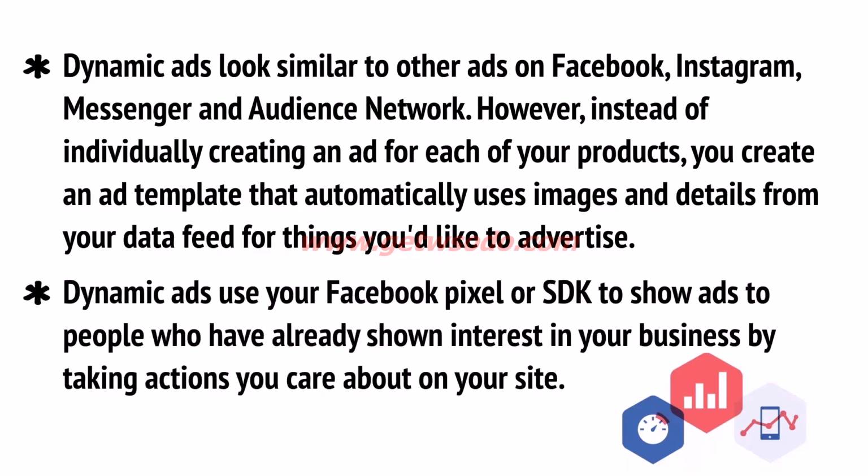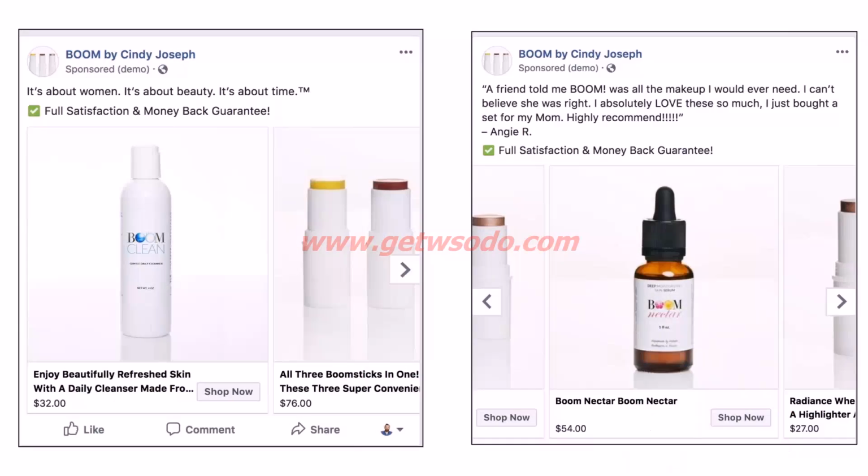And dynamic ads use your Facebook pixel or SDK, but I think most of you are using the Facebook pixel, to show the information that's in that feed that we're going to create to people who've shown interest in your ad or in your product by visiting the pages. So these are what they look like. This is the most common way that you'll see them used. It's just a carousel with some text on the top and some dynamically inserted information in the carousel, such as the product image, the product name, the product price, and things like that. I'm going to go through and actually show you how to set this up.